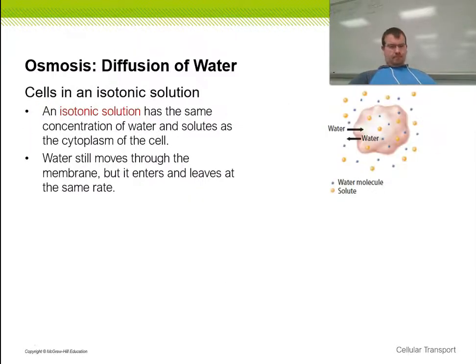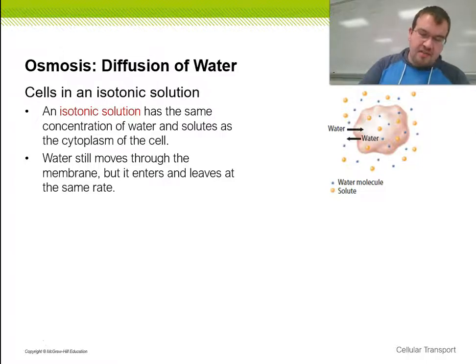Okay, so we're going to talk about three different types of solutions, and these are important. This is where I really like to stress the importance of hydration. The first one is an isotonic solution. This has the same concentration of water and solutes as the cytoplasm of the cell. So this is just saying what's on the inside of the cell and on the outside of the cell is the same. Isotonic means it's the same inside and outside. Water still moves through the membrane, but it's entering and leaving at the same rate. Everything's taking place at the same rate. No big changes, no big differences.